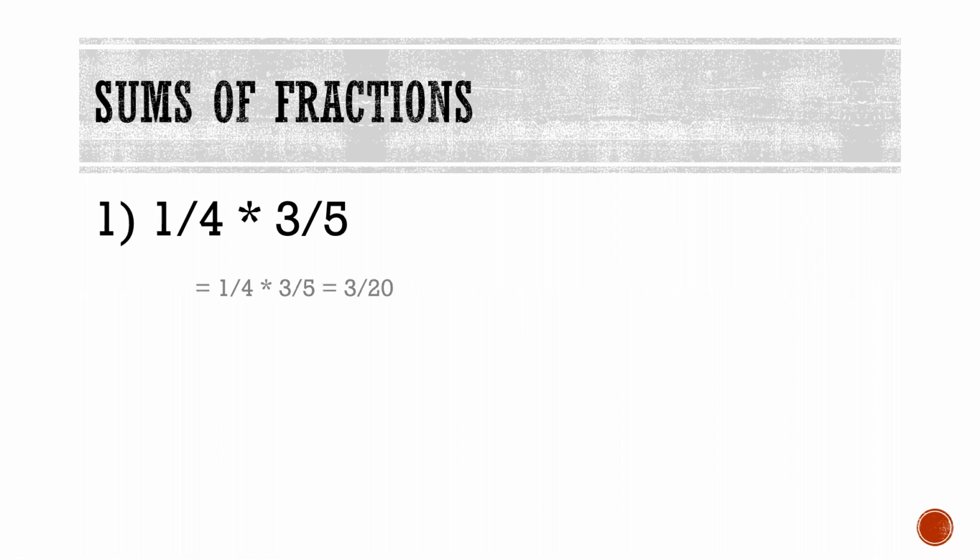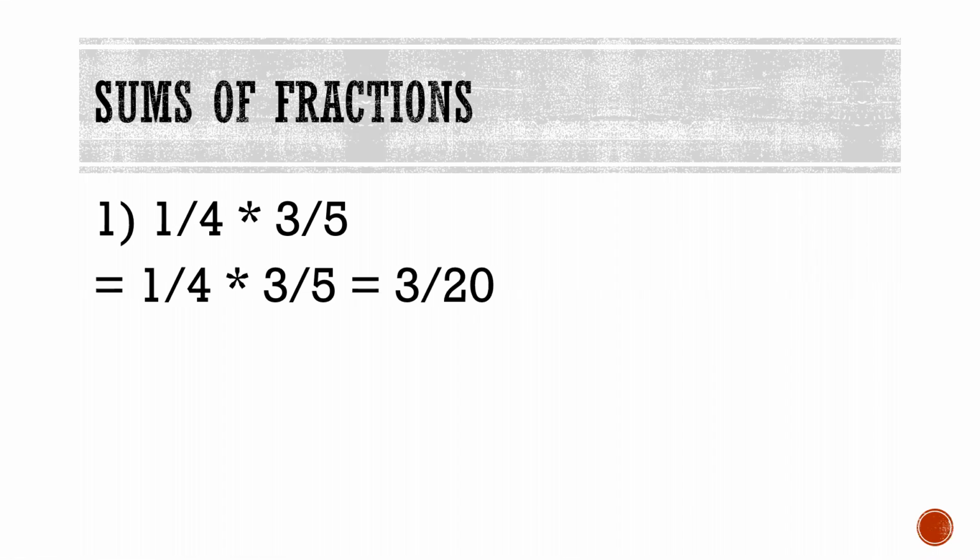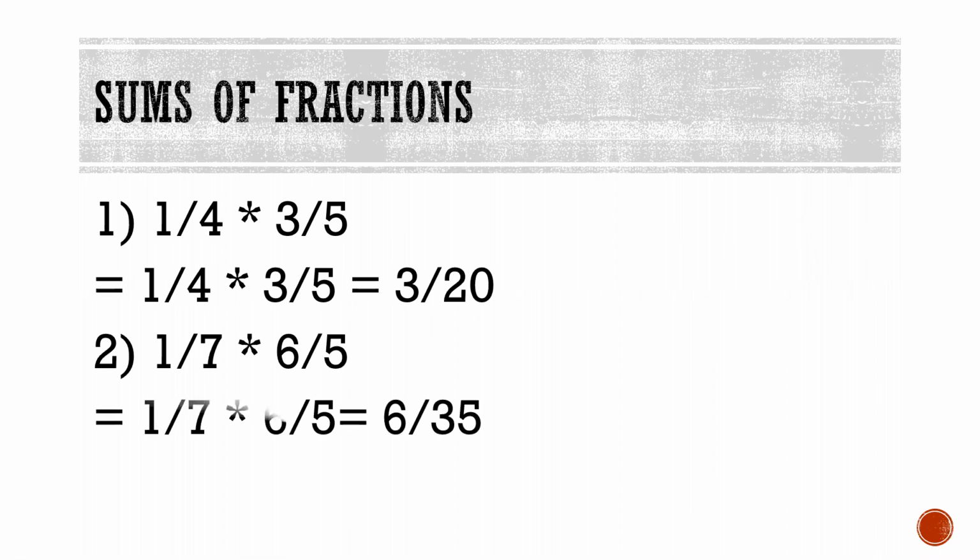So let's see some sums for multiplication of the fractions. The first sum is 1 by 4 into 3 by 5. You don't need to use the LCM method to change the denominators here. You can multiply it directly. So 1 by 4 into 3 by 5 is 3 by 20. The second one is 1 by 7 into 6 by 5. Here also same thing. You don't need to change the denominator. You don't need to use the LCM method. So 1 by 7 into 6 by 5 is equal to 6 by 35.